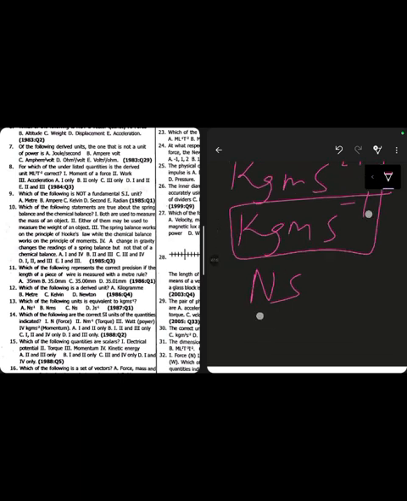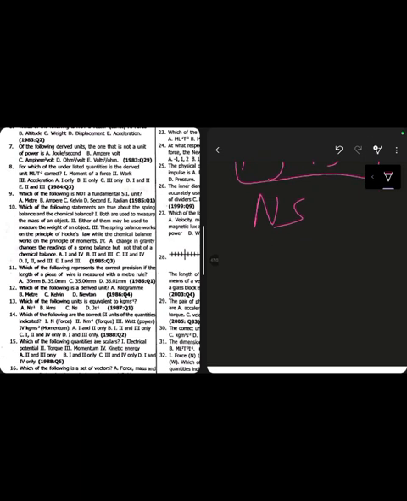Question 14 is also simple. Should I skip? Yes, I think I should, but let me just do it anyways. So which of the following are the correct SI units of the quantities indicated? We have Newton for force, I is correct. Then for torque, we have Newton per meter, that's not correct.